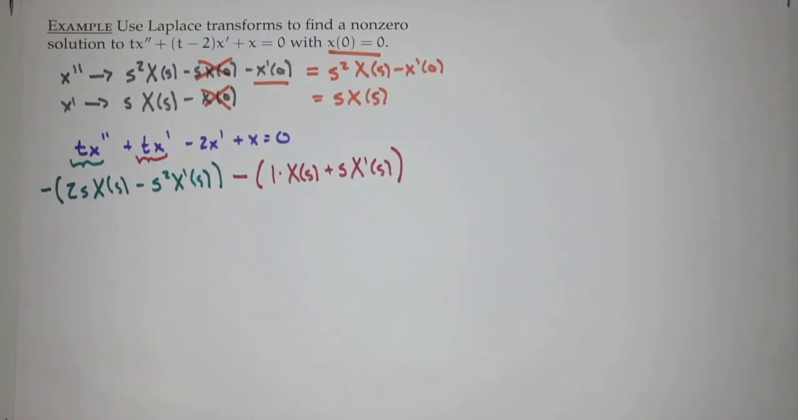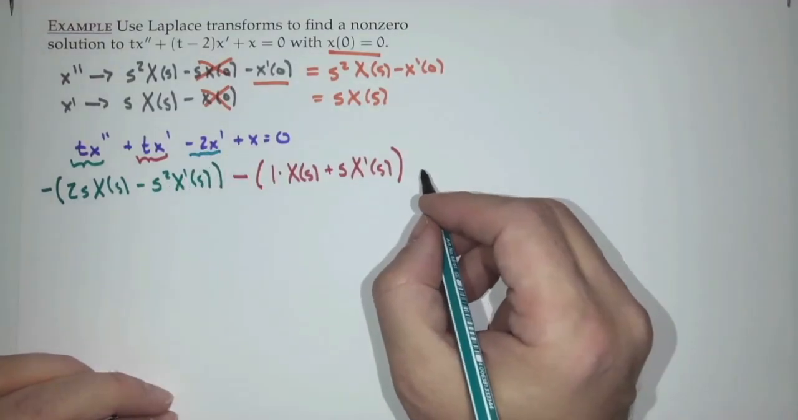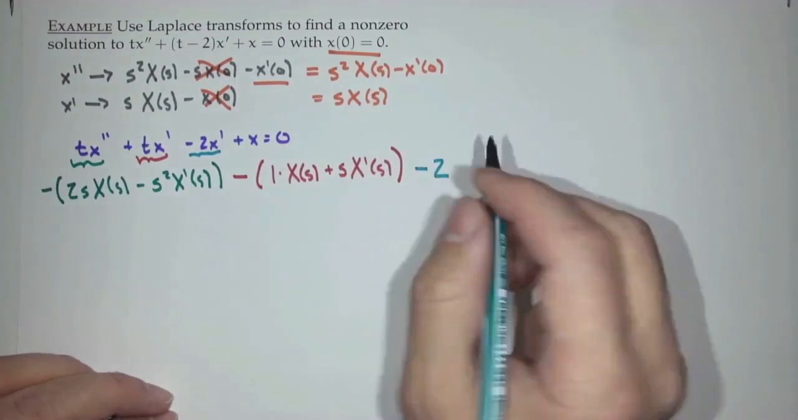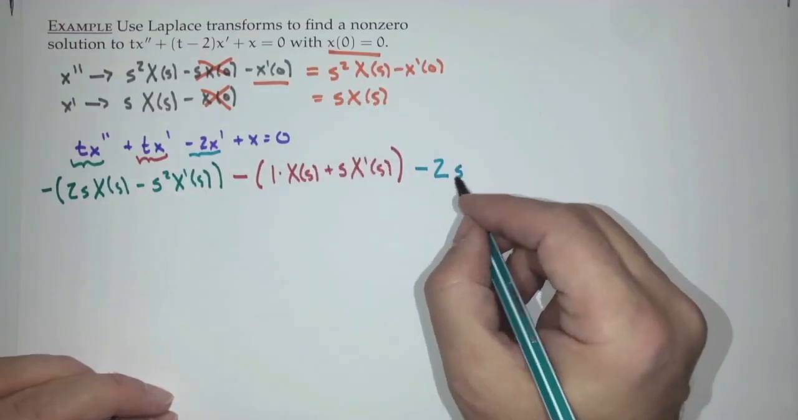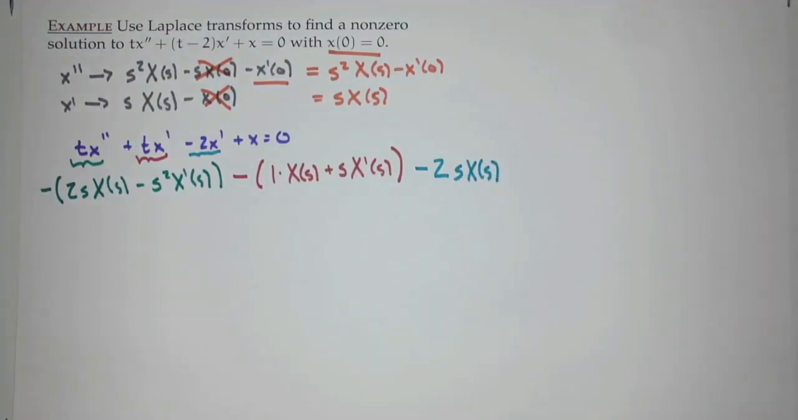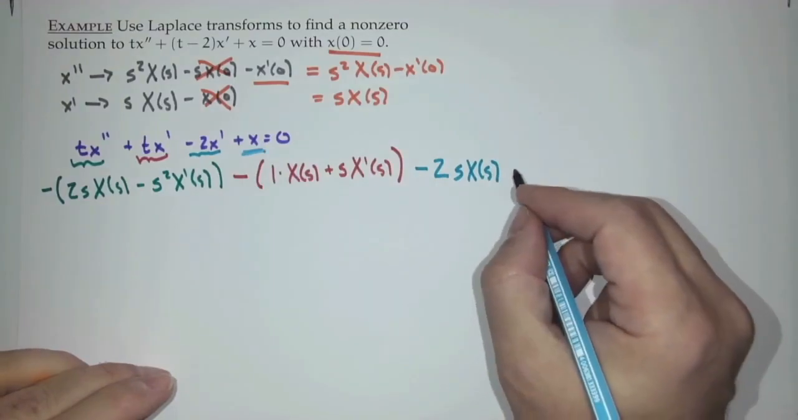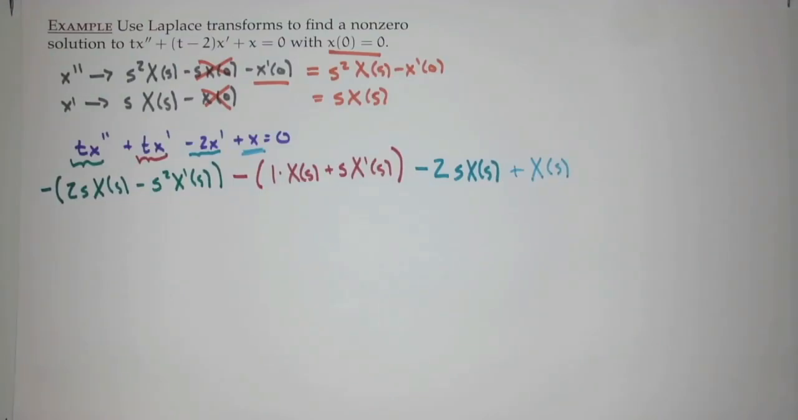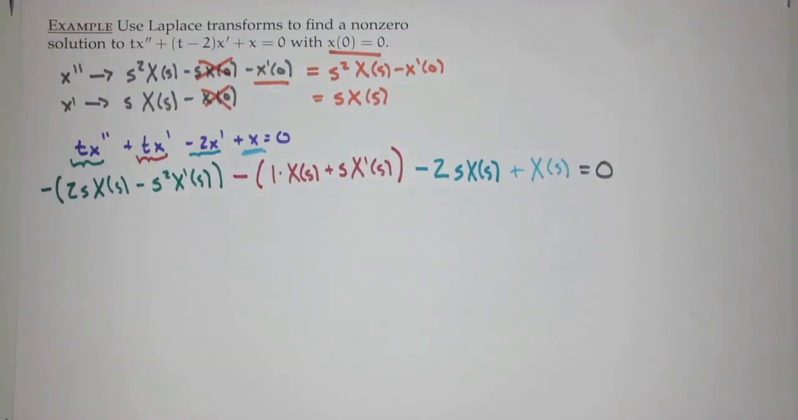All right. Next term, the 2 minus 2x prime. What will that become? Well, minus 2 is minus 2. Transform of x prime? s x of s. It's right there. Okay, and finally, the last part, we have the x. Well, that's x. Well, I shouldn't say finally. All that equals 0. Okay. Whew. That's a lot.